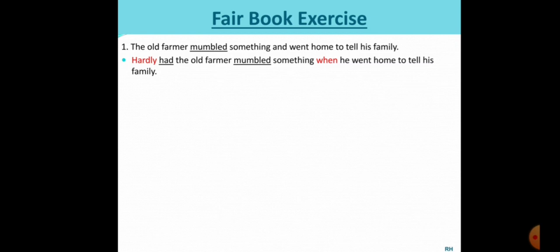Mumbled will remain mumbled because it's the V3 form of the verb. Something, then the next action. So "and" is replaced with the word "when." Before the next action, we will have the word "when." And now the old farmer, right? He is male, so we will use the pronoun "he." We will not repeat the words "the old farmer" again. We will have the pronoun "he." When he went home to tell his family.